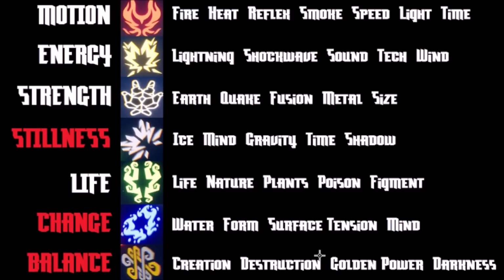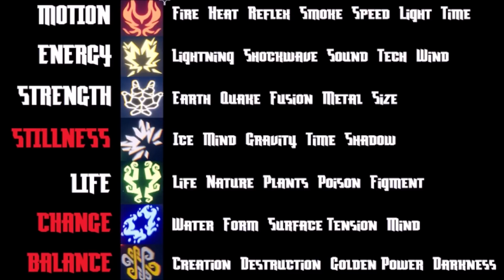Not really going to be touching this category except for labeling it as balance. Also, by the way, the red labels are the labels that are still unconfirmed. So as of the time of recording, the white labels are confirmed titles. So motion, energy, strength, life, all of those are confirmed. All of those are final. Stillness, change, and balance are subject to change, of course.